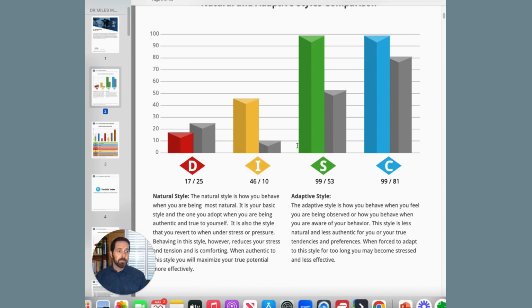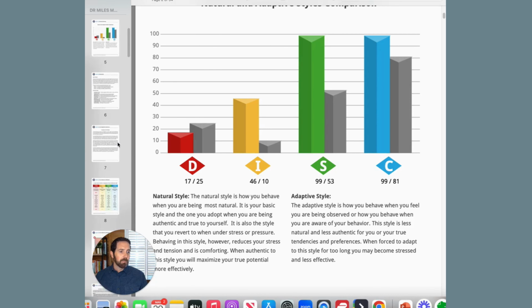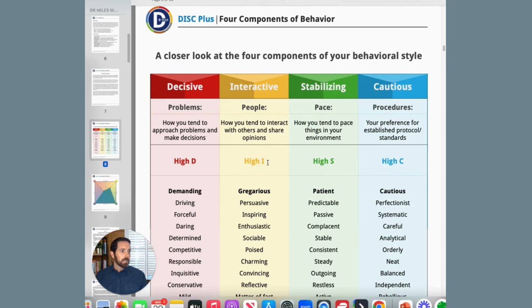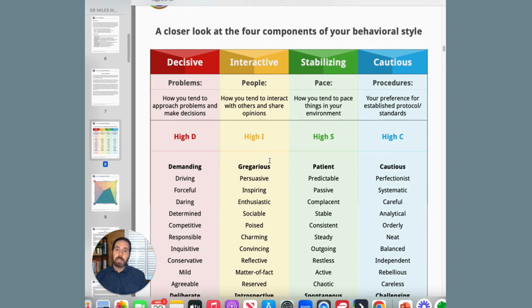The DISC part of this, the D, the I, the S, and the C, is talking about how you're made up in that behavioral style. The D is your decisive. That is how you go about solving problems, how you make decisions. So if you're a high D, you're going to be a little bit more decisive, a little bit more assertive. You're quicker to get to it.